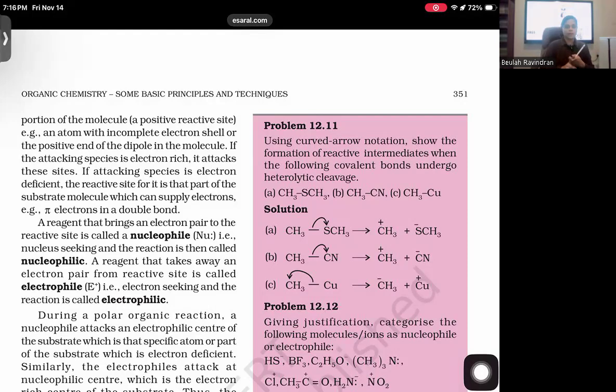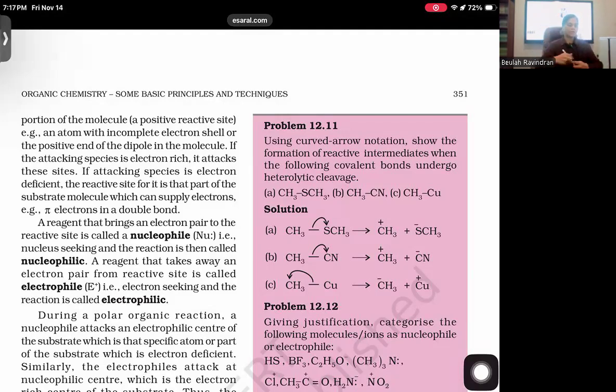So what is an electrophile? These are chemical species. It is like a reagent, which is attacking the site of the substrate. If the substrate is electron deficient, an electron rich nucleophile is attacking. If the substrate is electron rich, then the reagent is an electrophile. Electrophilic means electron deficient. Nucleophilic means electron sufficient.